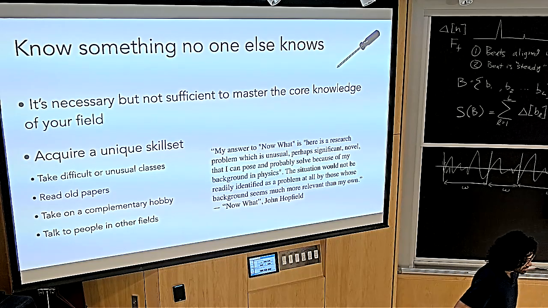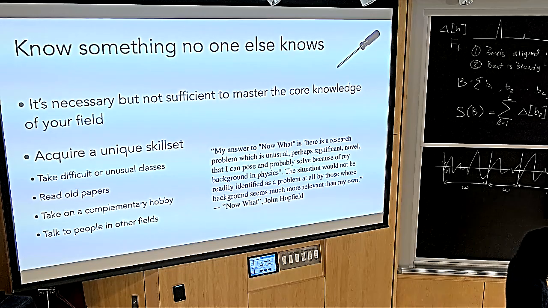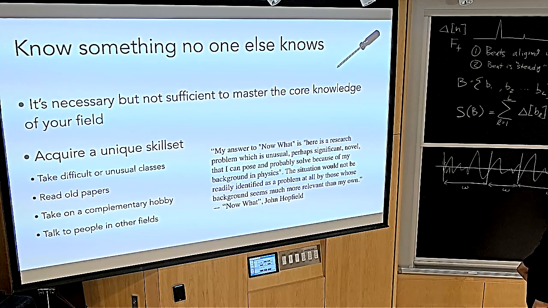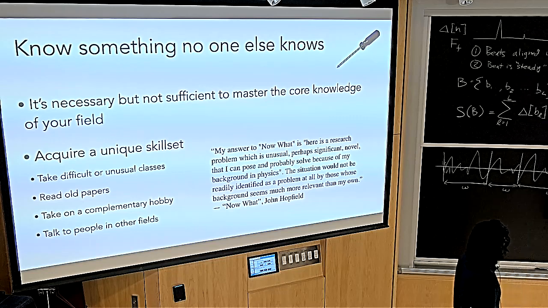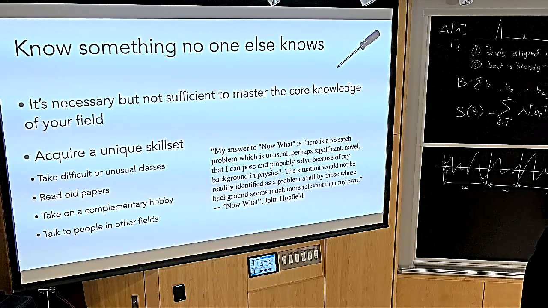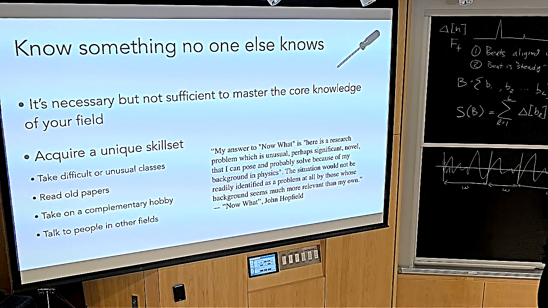This is a quote from John Hopfield, who came up with Hopfield networks. He was a physicist, and then he became interested in AI. And this is his quote: my answer to what is a research problem which is unusual, perhaps significant, novel, that I can pose and probably solve because of my background in physics. The situation would not be readily identified as a problem at all by those whose backgrounds seem much more relevant than my own. So because he was working on physics, and I think this is still very true.